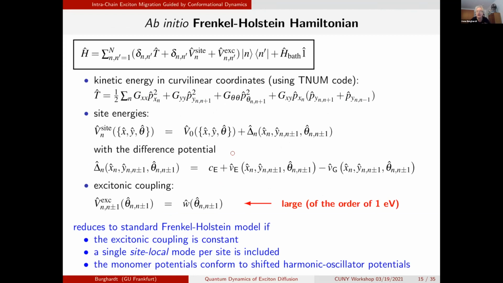Okay, so the result is an ab initio Frenkel-Holstein Hamiltonian. So we have this nearest neighbor coupled form of the Hamiltonian. And now everything is more detailed. We have the kinetic energy in terms of curvilinear coordinates. We have site energies that are functions of all the coordinates that we've selected. And we have the excitonic coupling, which is also a function of the torsional modes. And the excitonic couplings are really large, of the order of 1 electron volt, because we are in the monomer-based representation.